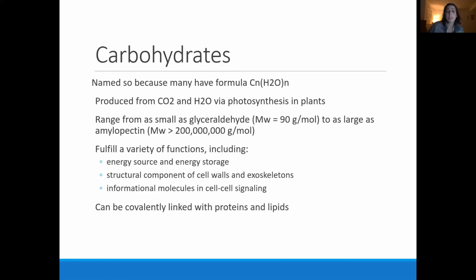Lastly, and this is really interesting, they can also be used for information. So they can be used to send information or to give information in a signaling process. So this is when a cell-to-cell interaction occurs. For example, you might turn on a process of metabolism, and sugars can sometimes be used as the key, essentially, to turn on or off processes in signaling.